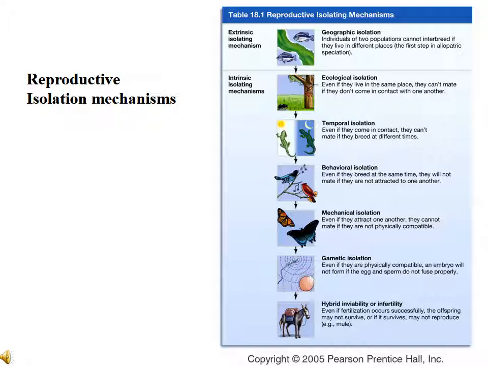But let's say we overcome ecological isolation, temporal isolation, behavioral isolation, mechanical isolation, and finally the gametes manage to get together. Well, great. The gametes get together, and guess what? They will not fuse, and as a result, a new zygote does not form.